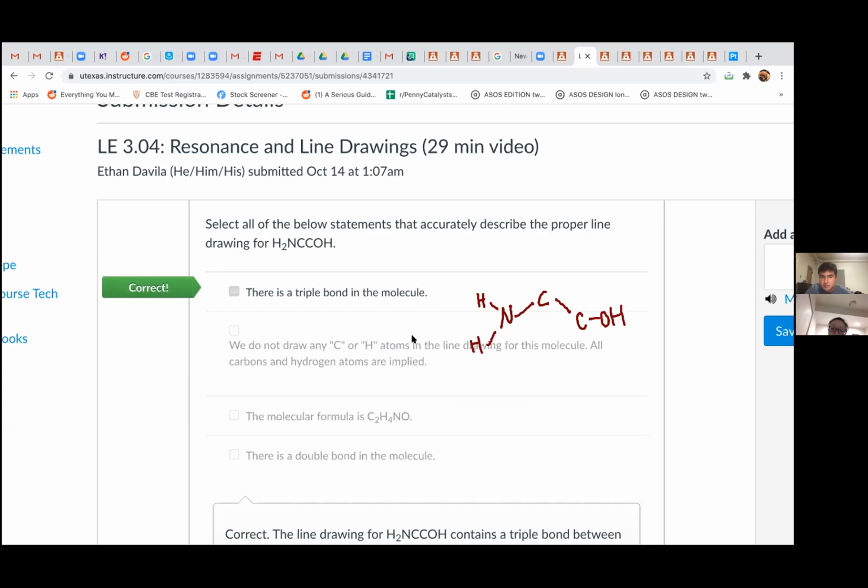But there's no hydrogen, so I think it looks like this. Wait, how'd you know to put triple bonds? Because they all have to have 4. Yeah, both carbons have to have 4. Okay.